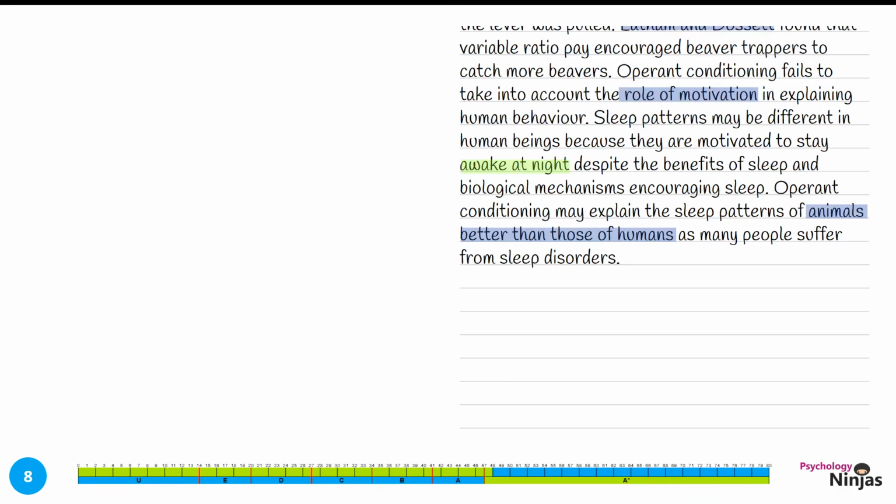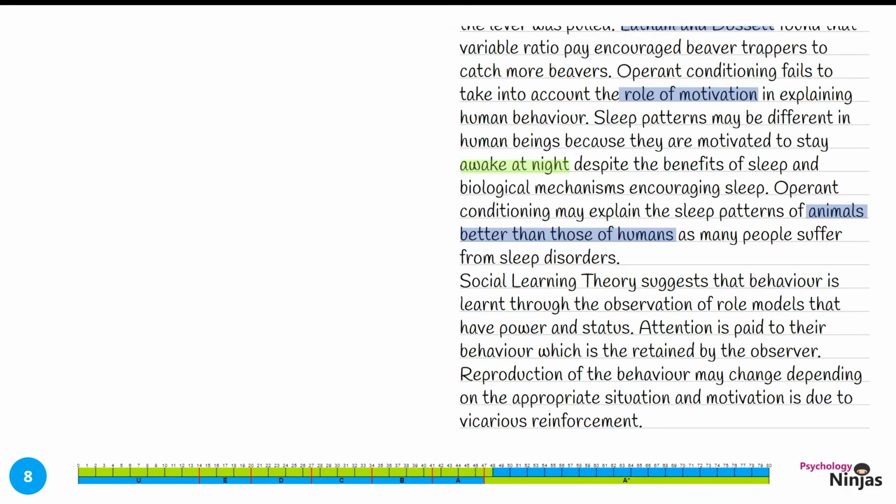Let's look at a final learning theory. Social learning theory suggests that behaviour is learnt through observation of role models that have power and status. Attention is paid to their behaviour, which is then retained by the observer. Reproduction of the behaviour may change depending on the appropriate situation, and motivation is due to vicarious reinforcement. We've discussed a range of terminology for social learning theory, focusing on the processes of social learning through attention, retention, reproduction, and motivation. However, you could absolutely talk about imitation, observation, role models, and vicarious reinforcement in a bit more detail instead.